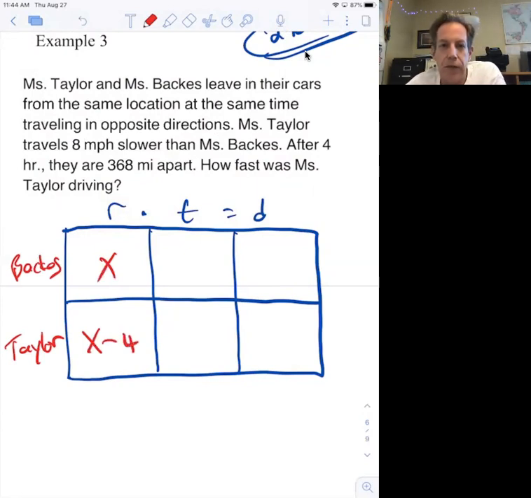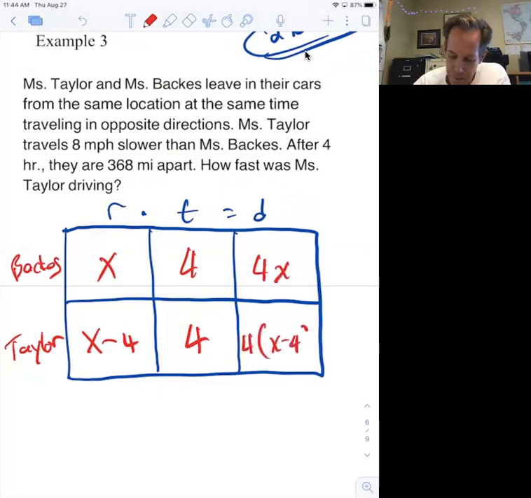And then it says after 4 hours, they're 368 miles apart. So they have both driven 4 hours, so their time is 4. So Miss Backus's distance is 4x, and Miss Taylor's distance is 4 times x minus 4.